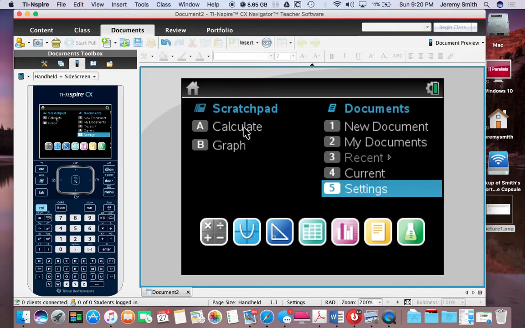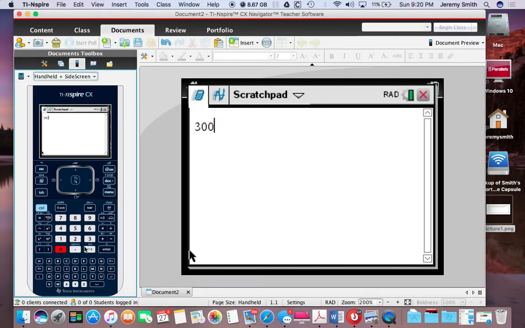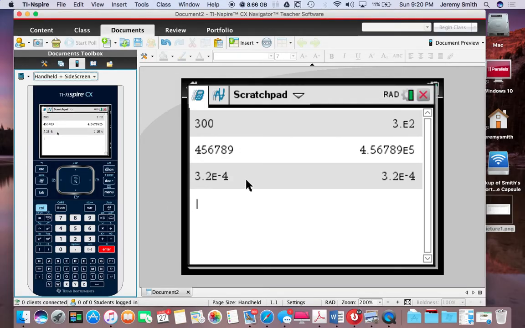All right, so now I'm going to go to Calculate on the scratchpad, and I'm going to put some numbers in here. I'm going to put 300 and just press enter. And there I go. So I get 3 times 10 to the second power for the scientific notation of 300. Let's put this number in here. And I get this in scientific notation right here. I can even put decimals in here. And it's going to give me my answer of 3.2 times 10 to the negative 4 power. So whenever it is 1 to 6 digits, I can put it straight into the calculator by changing the settings.